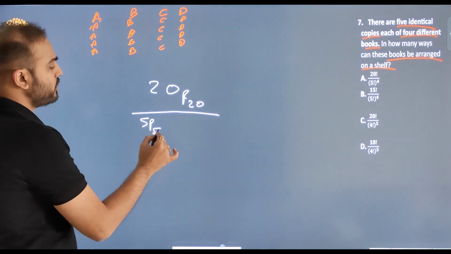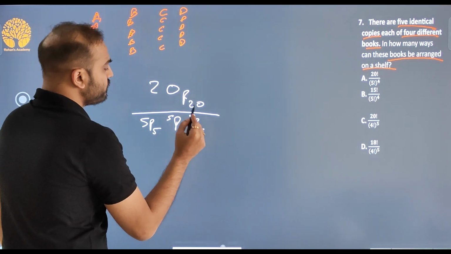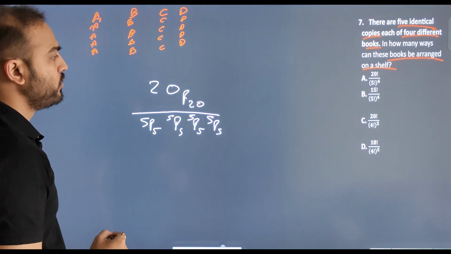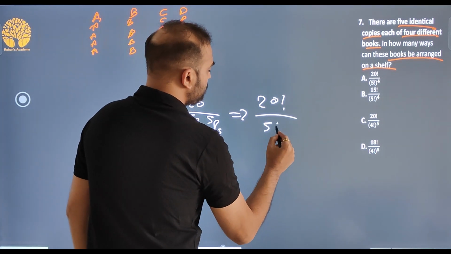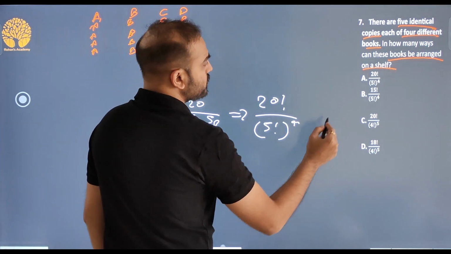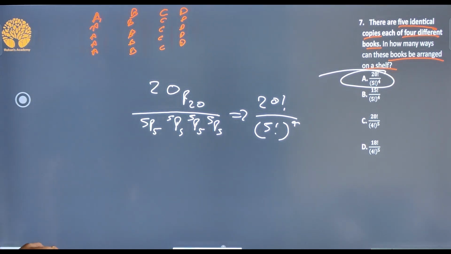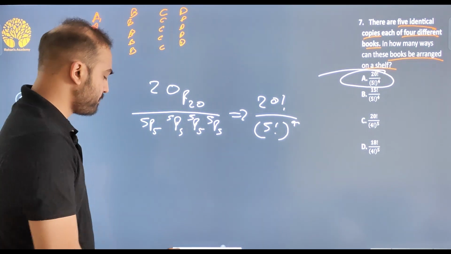5p5 for A, 5p5 for B, 5p5 for C, 5p5 for D. So that's 20 factorial divided by 5 factorial power 4.